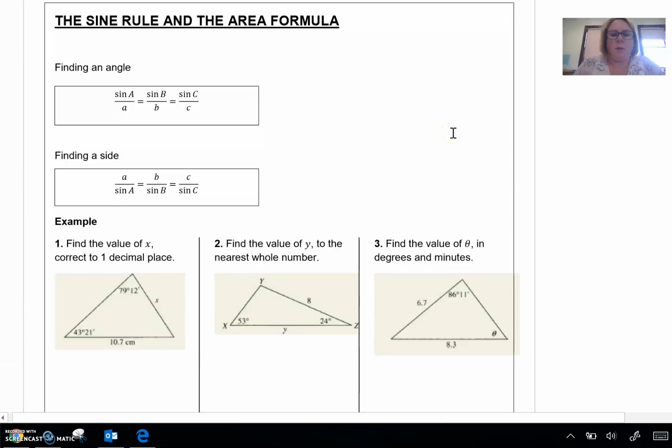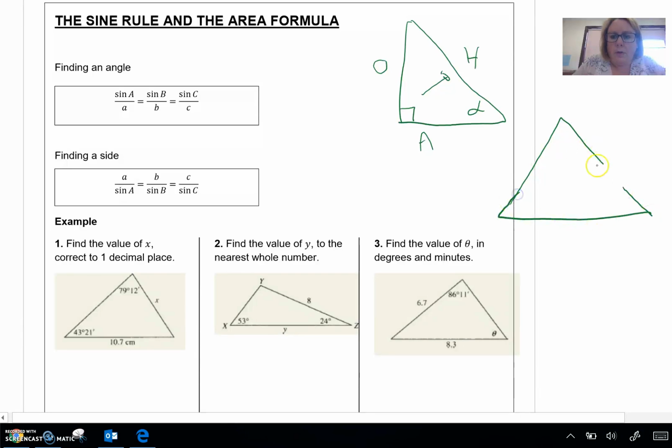In a right angle triangle, each side is labelled according to its relationship to the right angle and the unknown angle. So we would have the hypotenuse opposite the right angle, the opposite and the adjacent. In a non-right angle triangle, because we don't have any 90 degrees, we label the side the same letter as the opposite angle. So that would be A, if this is B, that's B, C, C.